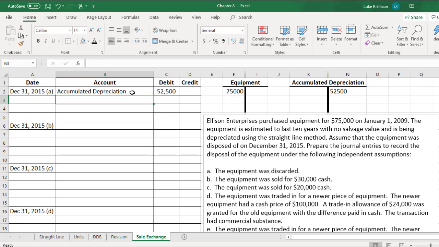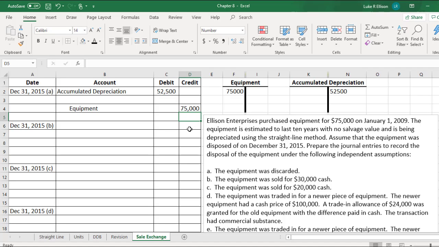And then next, I usually leave a space between my debits and my credits in any of these problems, just because I don't know if I'm going to have a gain or a loss until I've filled in the other accounts. So let's leave one space, and then let's close out the equipment account. And we know that has a $75,000 debit balance, so that's going to be a credit of $75,000 to close the account out.